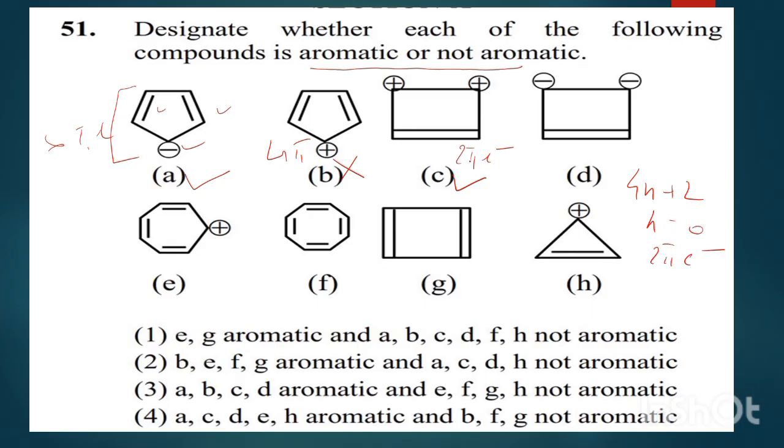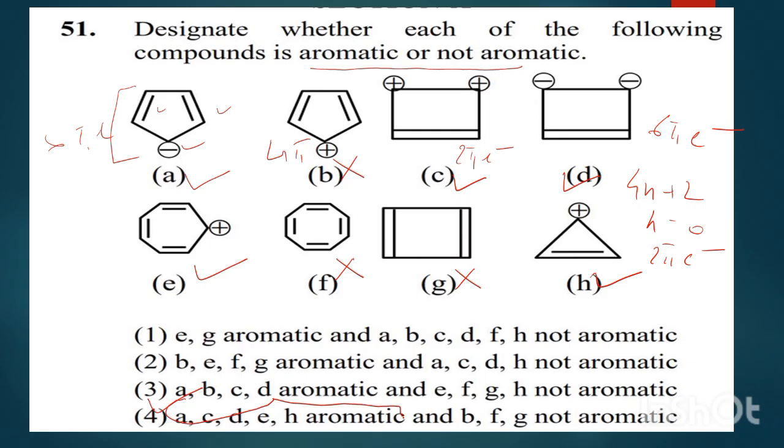Next, D can also be taken as aromatic because it has 6 pi electrons. Next up, E can also be aromatic because it has 6 pi electrons. F has 8 pi electrons, G has 4, and H has 2. So let's see whether any of the options have A, C, D, E, and H. We can see that option 4 matches the answer.